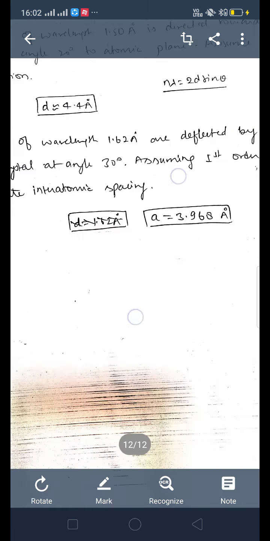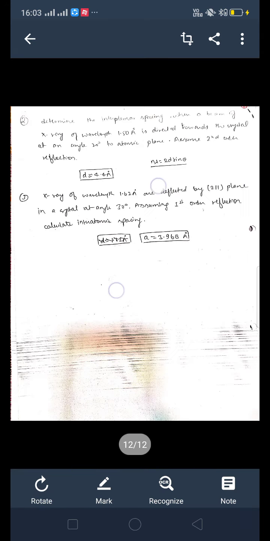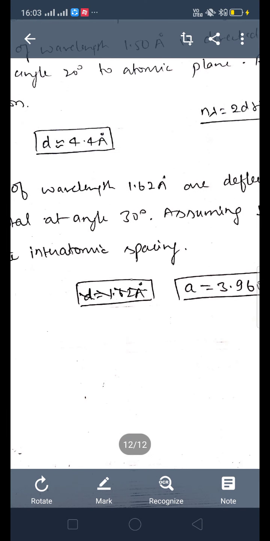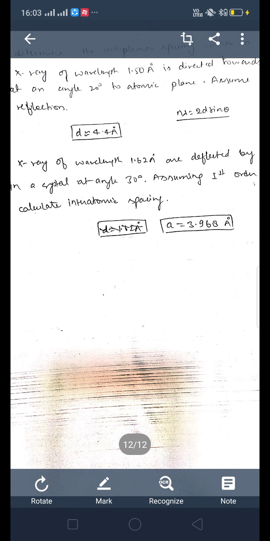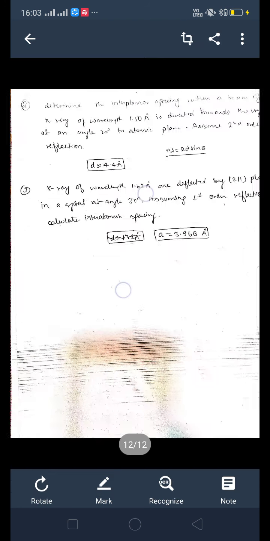So we can easily find the value of interplanar spacing, that is d, from this formula. My dear students, you put the values of n, lambda and theta, and after solving we get the answer. I am writing the answer directly because it is a very easy question. We put the values of n, lambda and theta, then we get the value of d, the interplanar spacing. 4.4 angstrom is the answer. Okay, now move to the third question.